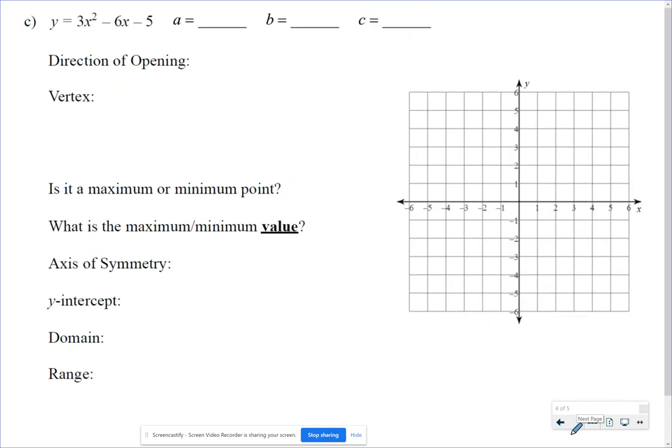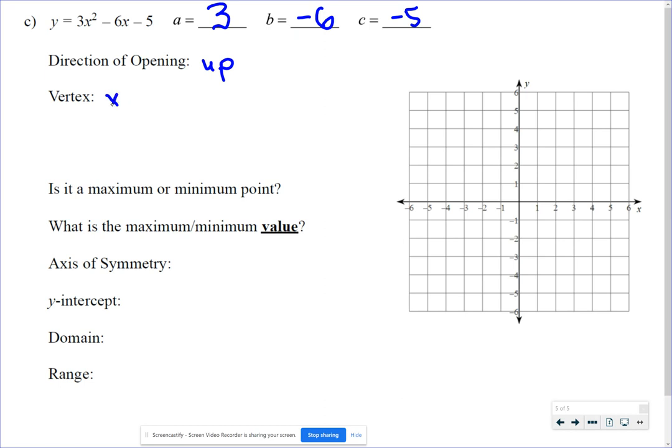All right? Okay, third and final example. It's already in standard form. Notice it is standard form: x squared, x, and the -5. Powers go down: 2, 1, none. A is 3, B is -6, C is -5. Direction of opening is going to be up because A is +3.